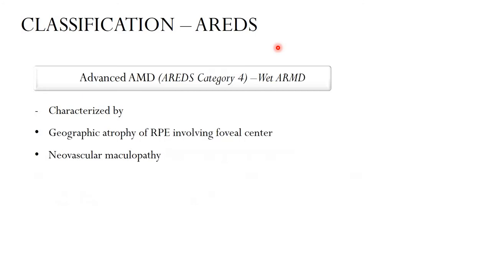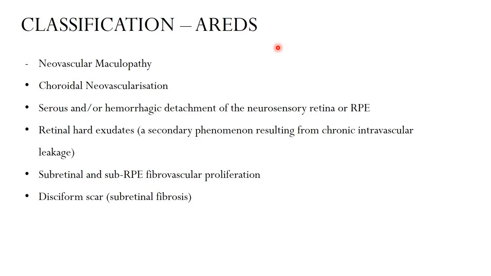Okay, in case of advanced, which is the wet, as I said before, category 1, 2 or 3 are not going to cause you much trouble; though they do cause some, they are not that severe. So here category 4 is the wet, whereas the other categories are considered to be dry. Here there would be a characteristic geographical atrophy, and then there would be a neovascular maculopathy which is being seen with the fundus examination.